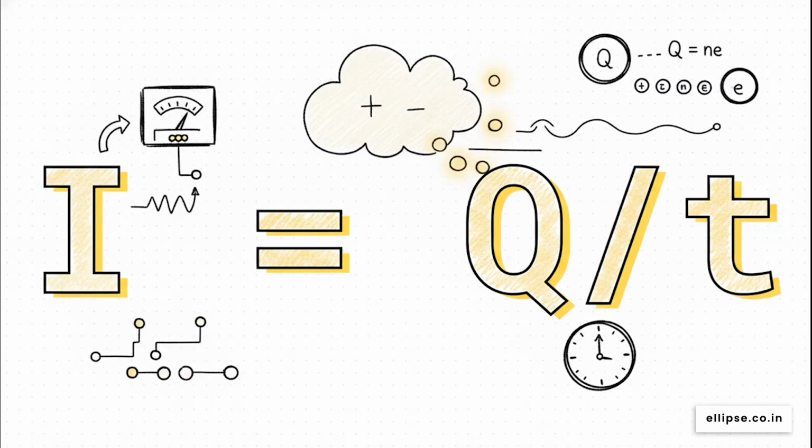So how do we actually measure that flow? Here is your first critical formula, I equals Q over T. I stands for current, Q is the total charge in coulombs, and T is time in seconds. It's basically asking, how much charge is passing through this point per second? And as a quick pro tip for your exams, don't forget that total charge Q is equal to N, the total number of electrons, multiplied by E, the charge of a single electron. Keep that in your back pocket.